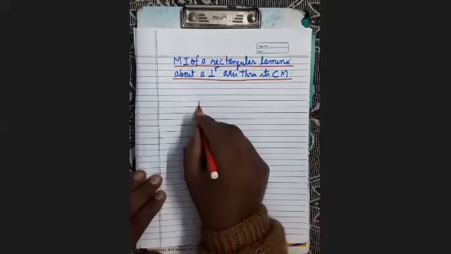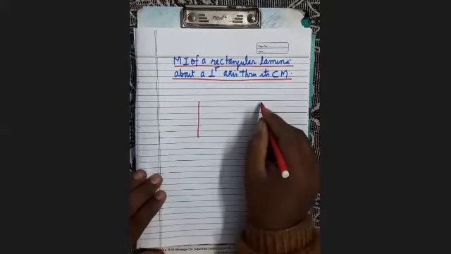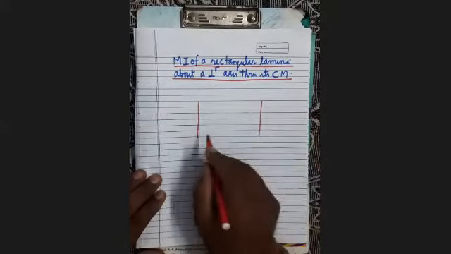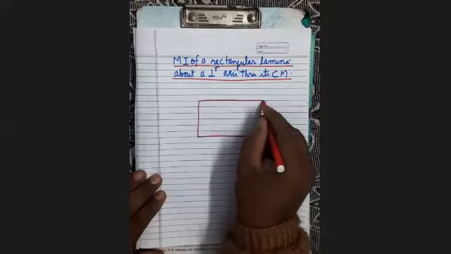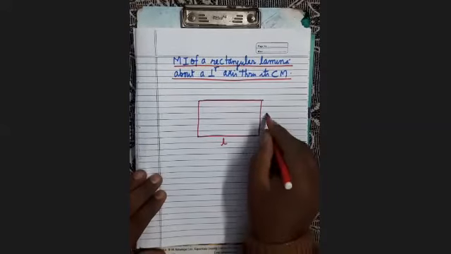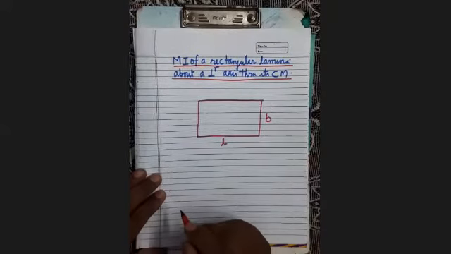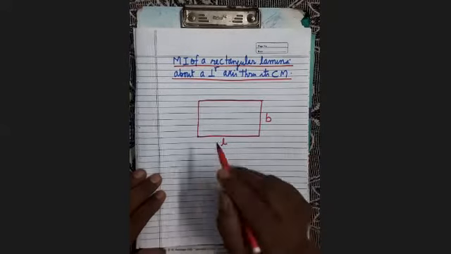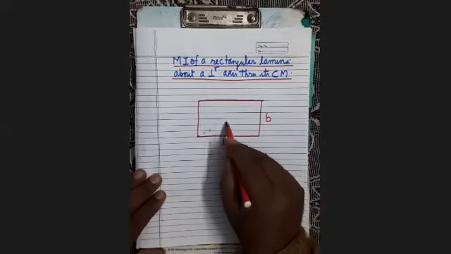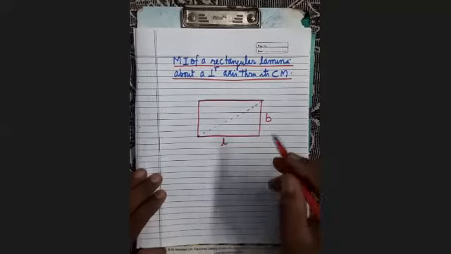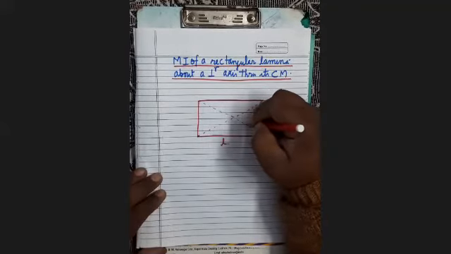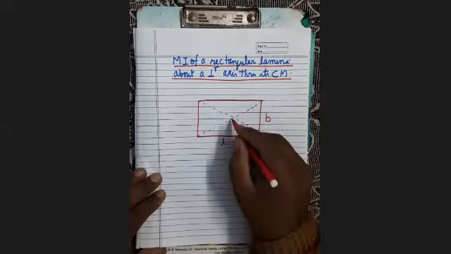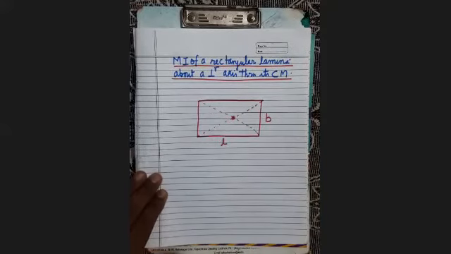It is a rectangular lamina. You can see here, this is a rectangular lamina whose length we have taken as L and breadth as B. Where will be its center of mass? The center of mass will be the point of intersection of diagonals.